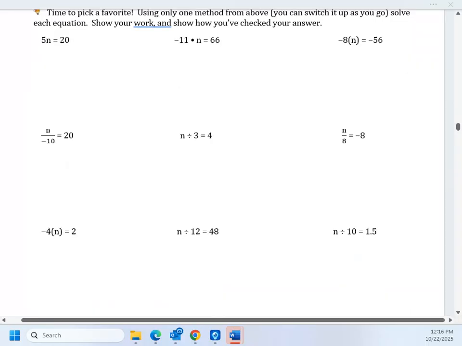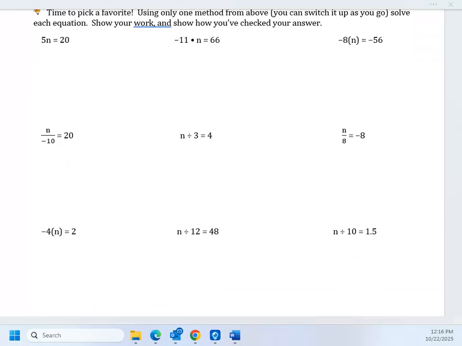This time it says pick your favorite, just like yesterday's. You can pick whichever one you want, but you do have to show your work. So those of us that did not show our work and we did mental math on yesterday's assignment didn't get credit for the assignment. You have to follow the directions. You have to show your work.